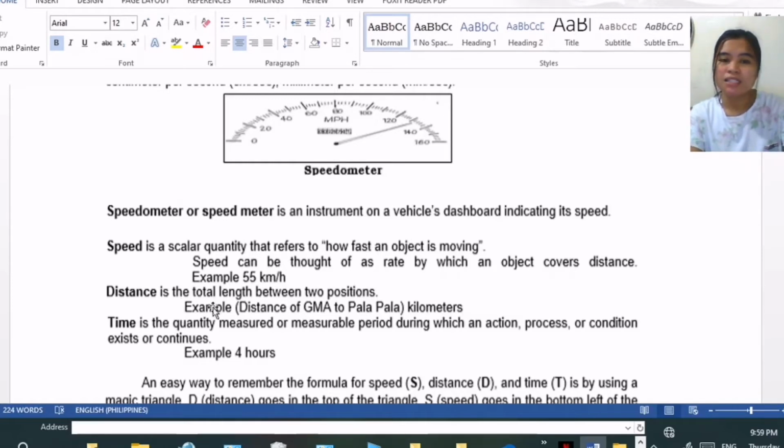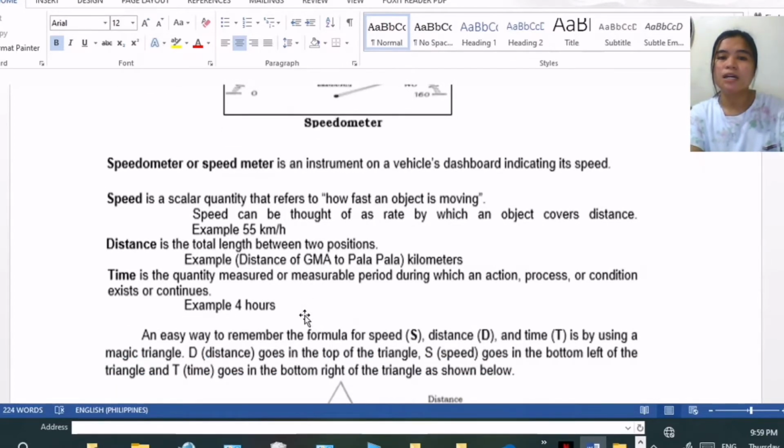Ayan po. Distance is the total length between two positions. Ayan po yung distance or distansya. Distansya ng nilakad, tinakbo, trinavel. Ayan po. So, example, our distance of GMA to Pala-Pala, ayan po, in kilometers. Pag sinabi naman nating time, this is the quantity measured or measurable period during which an action, process, or condition exists or continues. Halimbawa, 4 hours. So, kapag sinabi nating oras, so usually oras, hour, second, or minute.